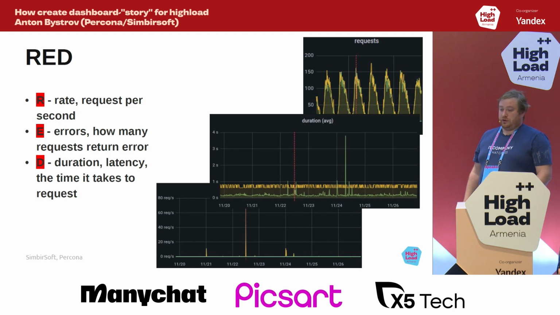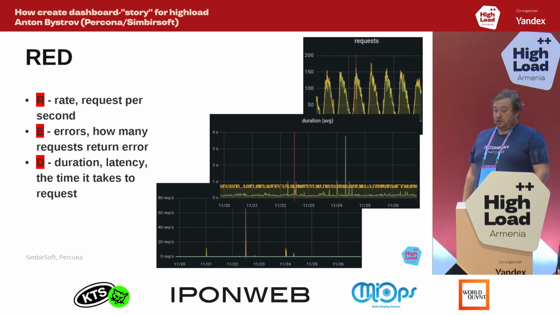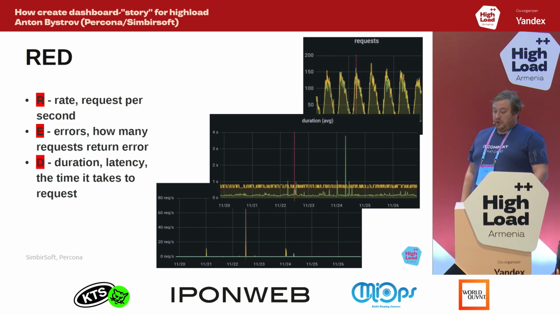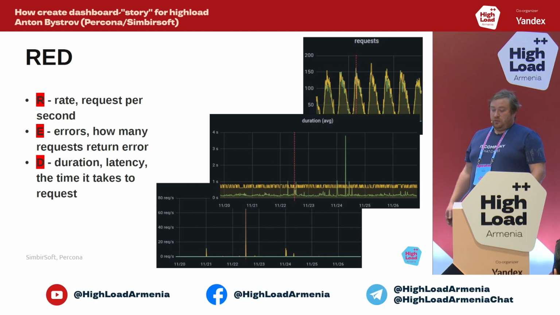And the next strategy is the RED strategy. What does it mean? From the first letters: R, rate, requests per second, one of the golden signals. E, errors, how many requests return an error to us. And D, duration, or latency, the time it takes to respond to a request.